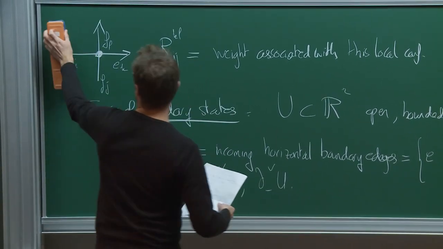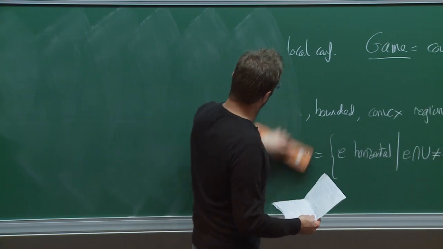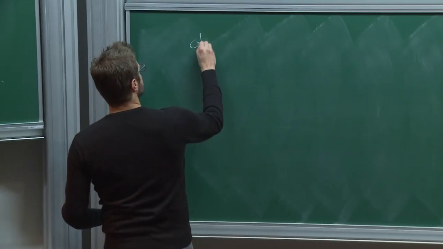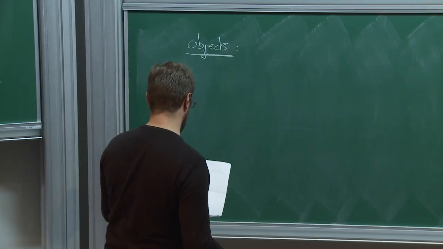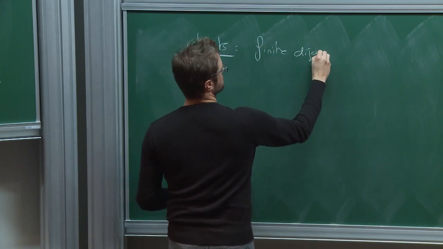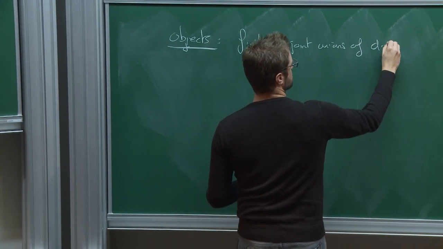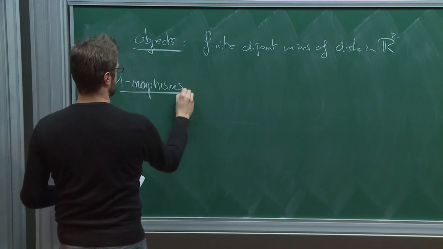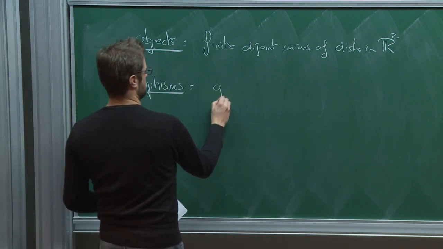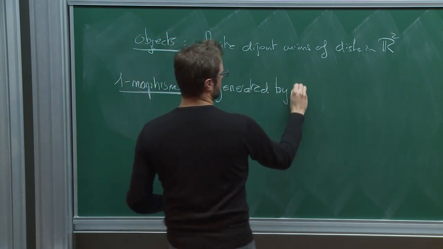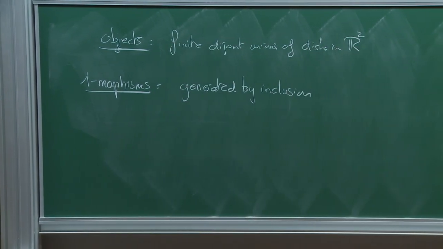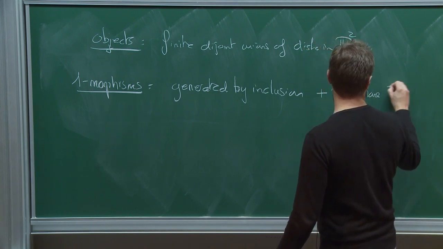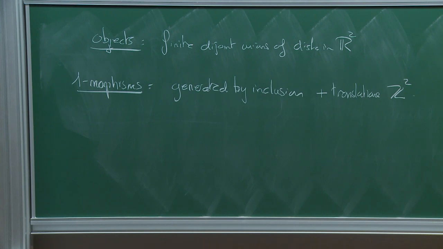So objects of this category will be finite disjoint unions of disks in R2. One-morphisms are generated by inclusion of configurations of disks in R2 into bigger configurations, plus translations using the Z2 action.